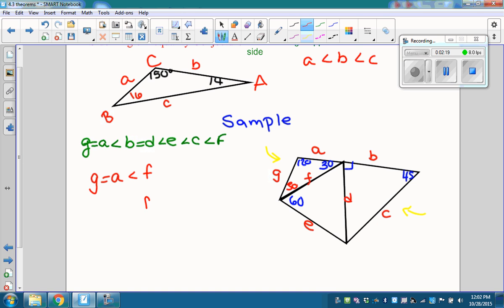We started with F. What can we say about that? We know this is 30, and this is 90. So this has to be 60 for the three of them to make 180, so this is an equilateral. Does that make sense? So we also know F and E and D are equal. What do you think?